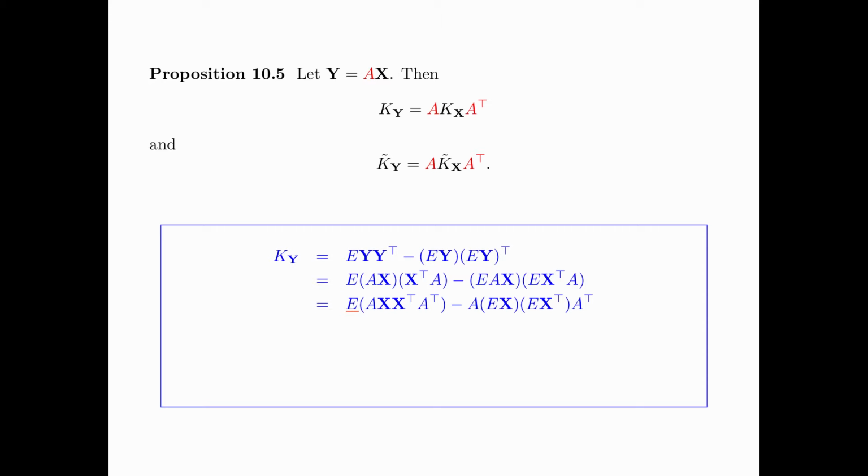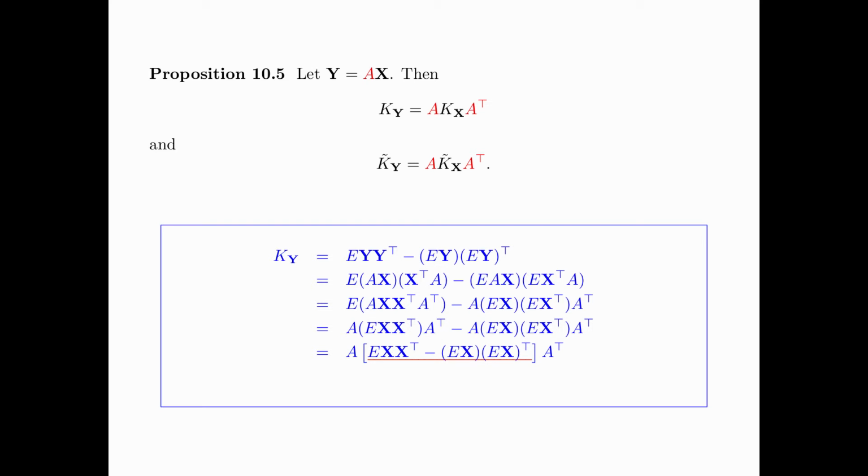Now for the first term, again, by the linearity of expectation, we can move it inside the matrix A and A transpose. Then by factorizing the matrix A and factorizing the matrix A transpose, we obtain A times the square bracket times A transpose.